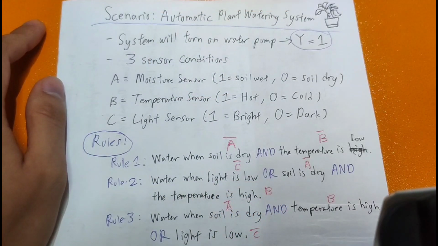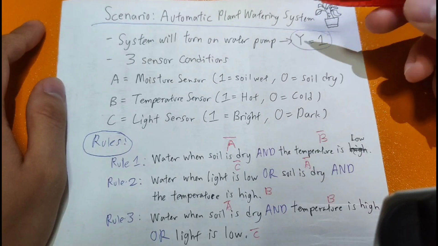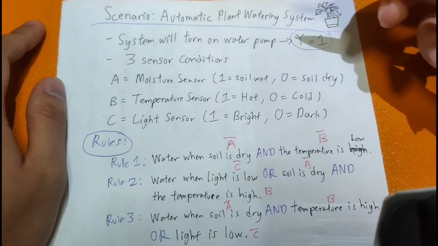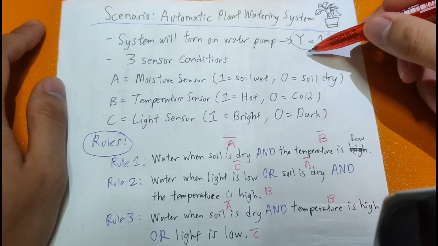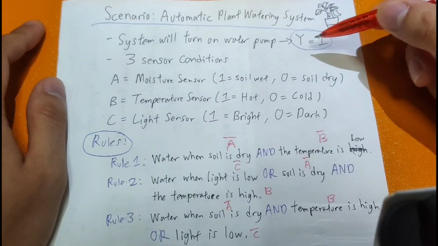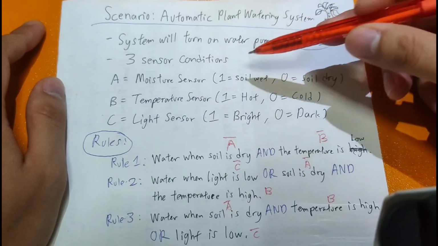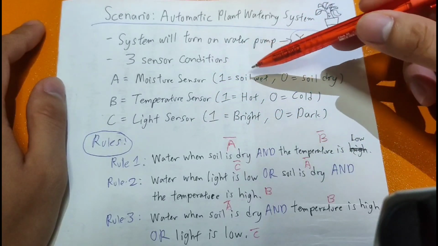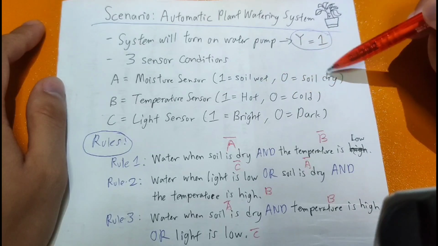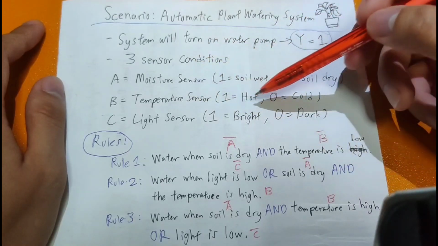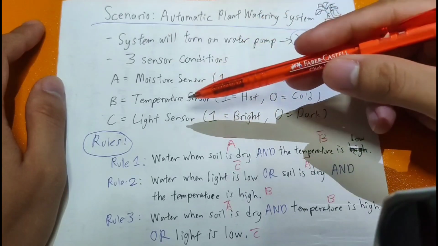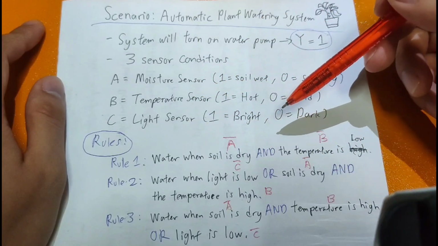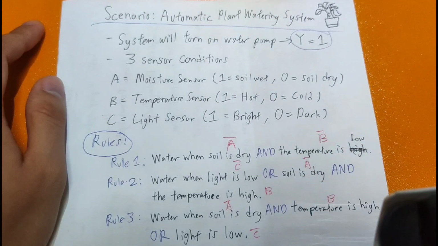Now let us apply Boolean algebra to a daily real life scenario, which is an automatic plant watering system. So we create a condition where the system will turn on the water pump by creating a y equals to 1 and 3 sensor conditions, which is A, the moisture sensor, 1 equals to wet and 0 for dry. B is the temperature sensor, 1 is detect the hot and 0 for cold. And C for the light sensor, 1 is bright and 0 is dark.